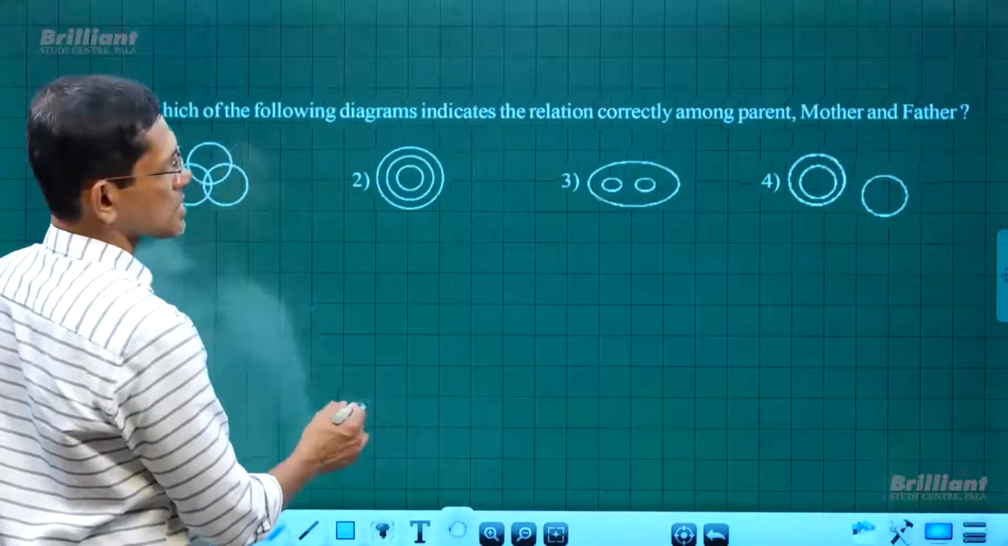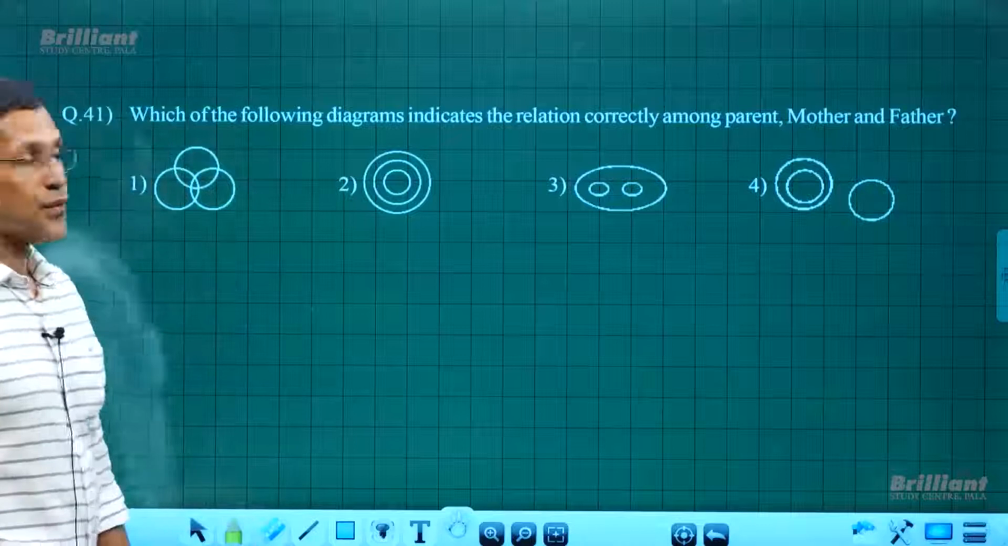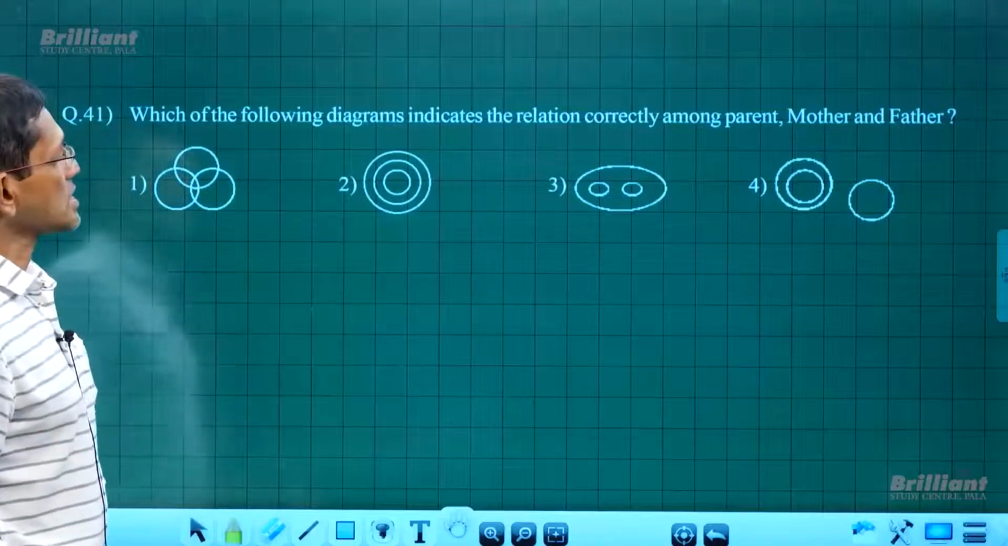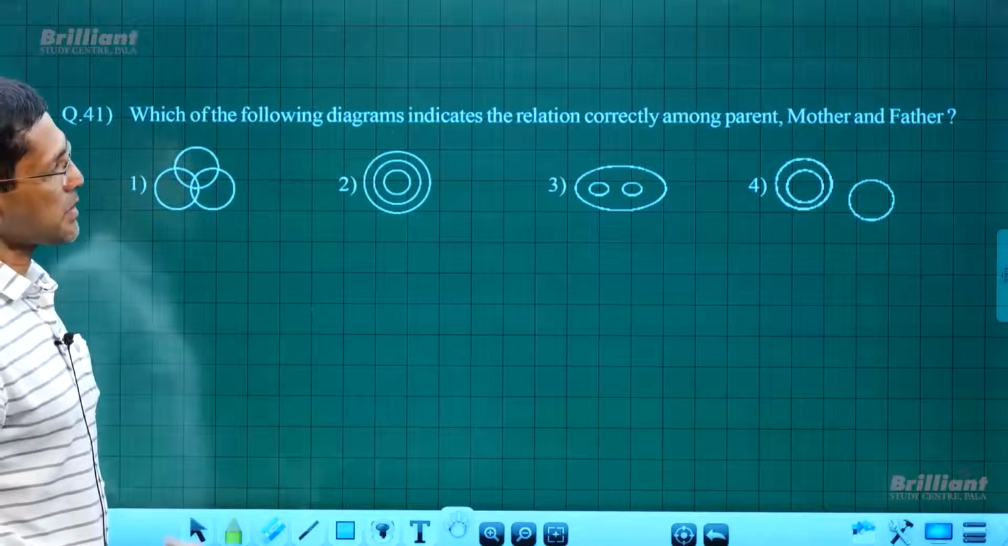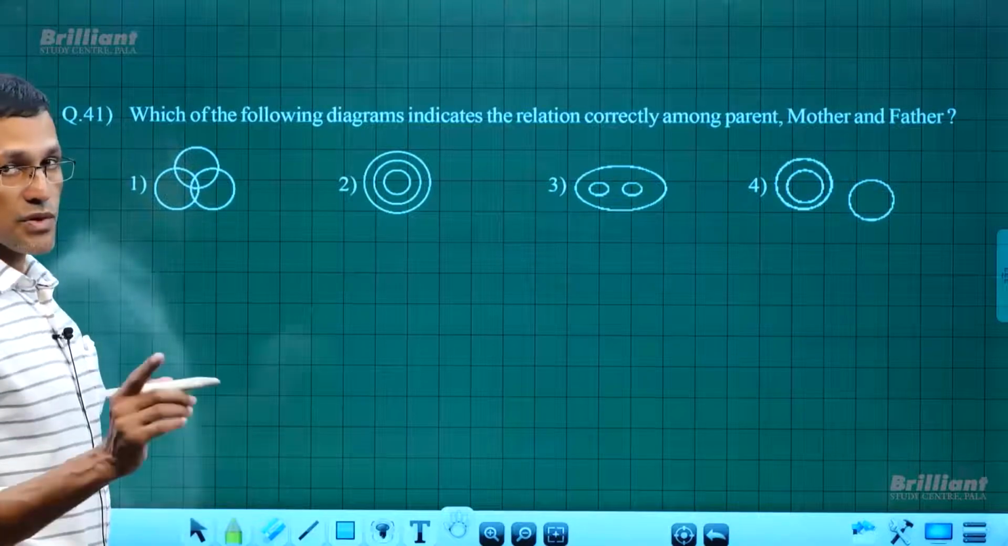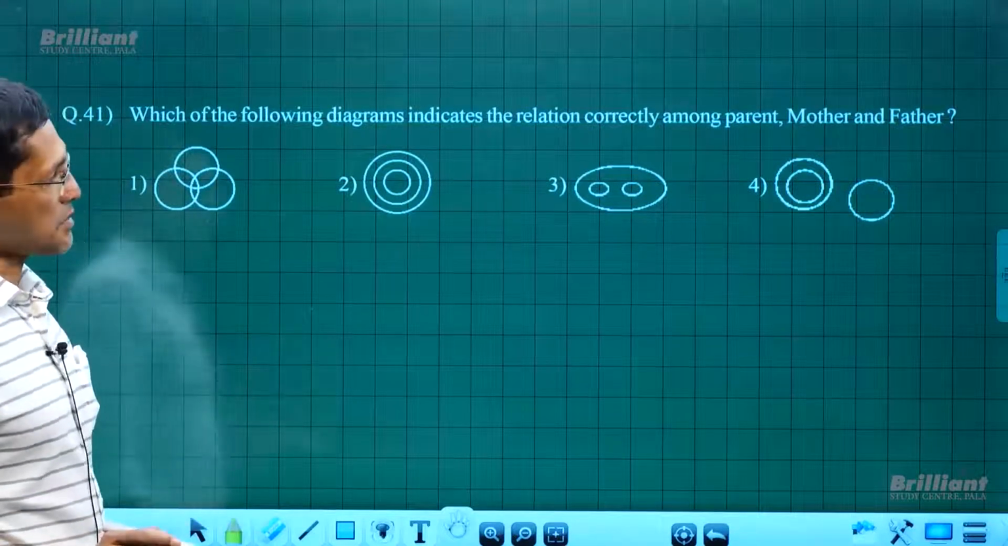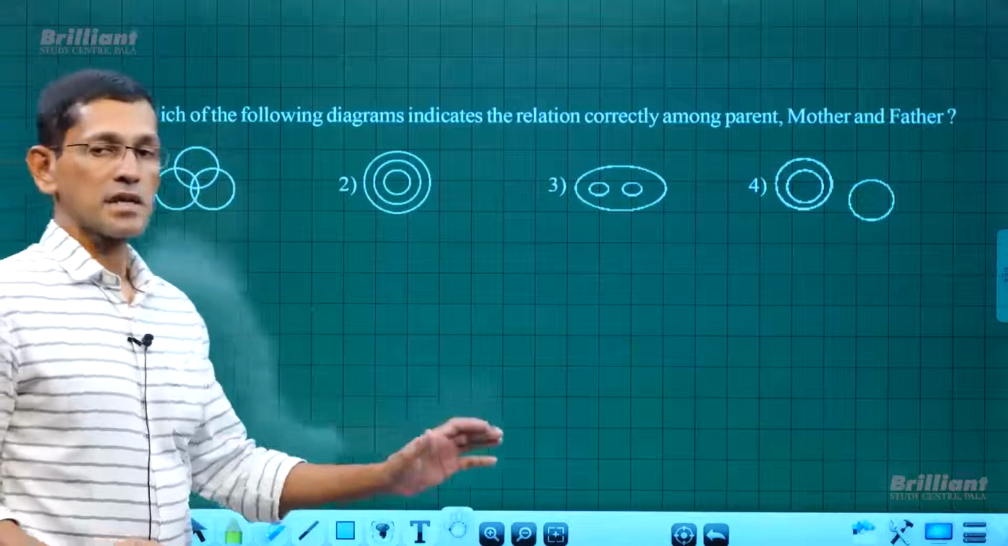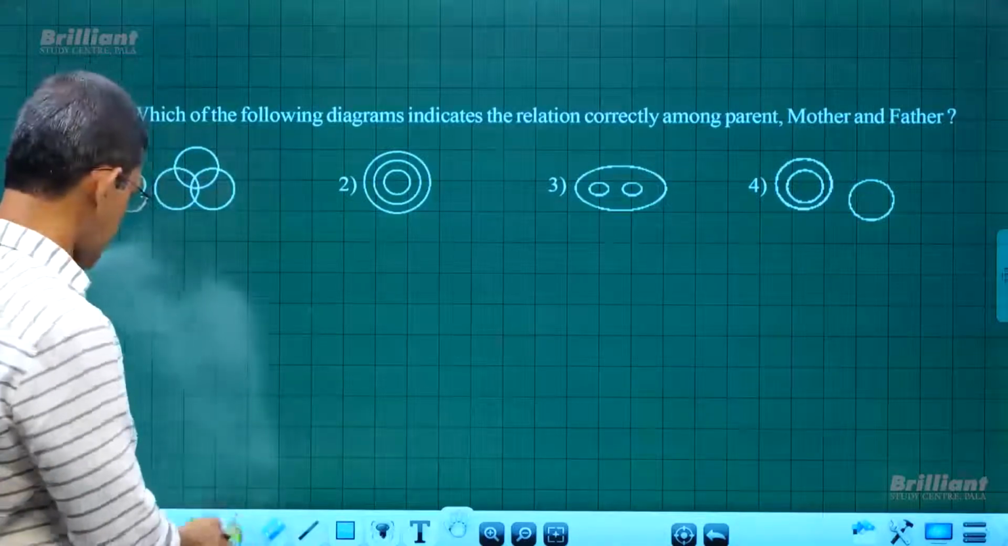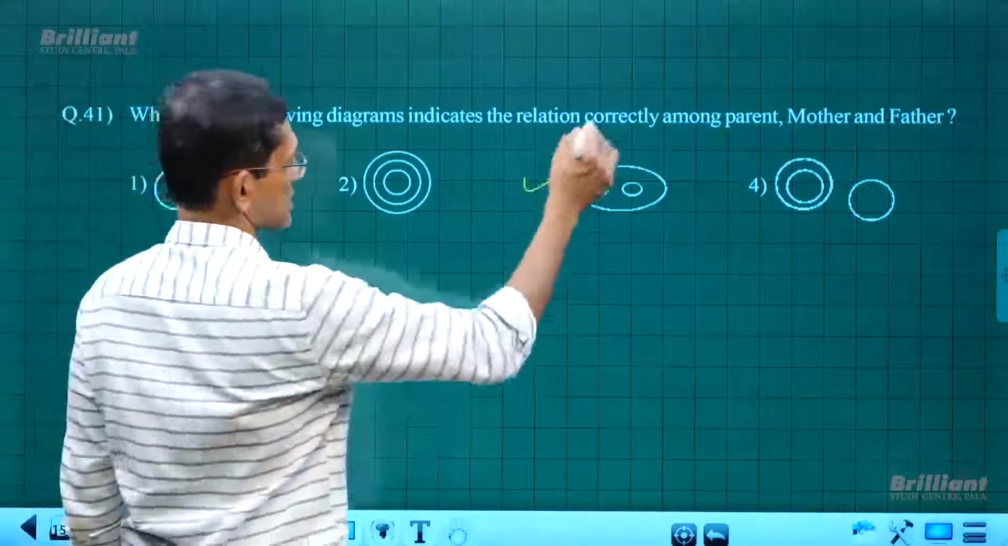I'm pretty sure you like these kind of questions. Which of the following diagrams indicate the relation correctly among parent, mother and father? Well, we know that mother and father are the parents, right? Mother is not the father and father is not the mother. So definitely the answer we are looking for is the third one.